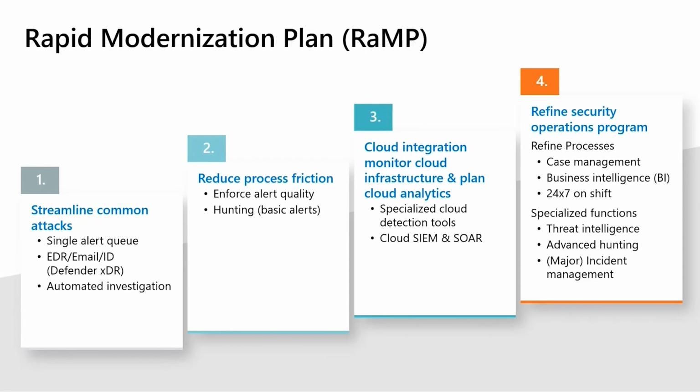So the second one is really trying to reduce the SOC process. So from there, it's really focusing on improving the alert quality and also hunting for basic alerts. So here you will now start creating your own hunting rules, in order to get more, let's say, qualified alerts and quality alerts.